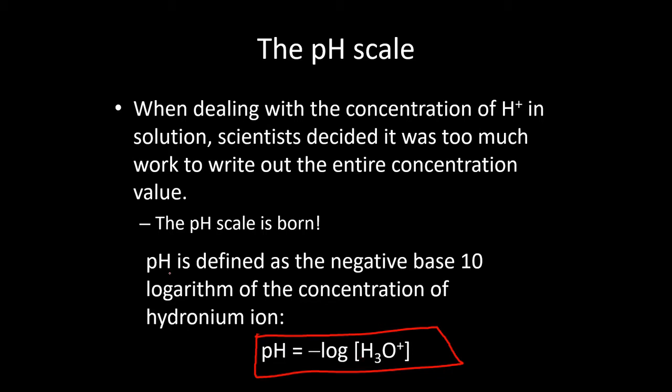Now, this P here at the beginning, P is commonly used as a mathematical shorthand for negative log base 10. That's why this is called the pH. It's the negative log base 10 of H, the hydronium concentration. And as we'll see later, there are a few other P scales that we will come across where the P stands for the same thing. It's just the negative log base 10 of whatever comes next.